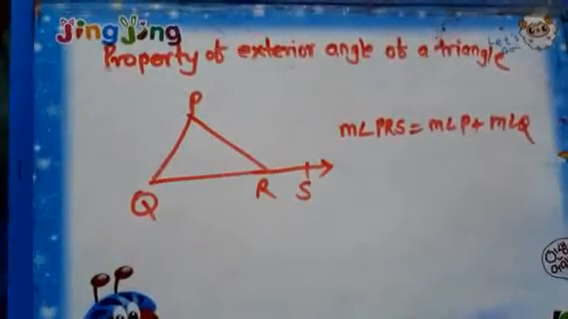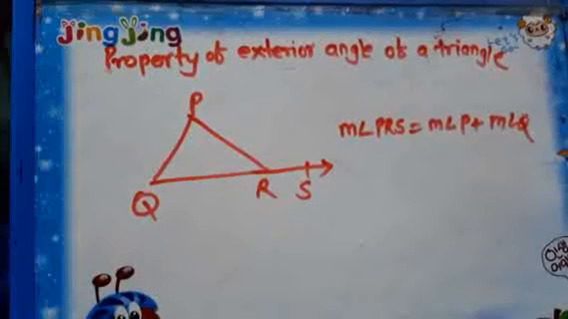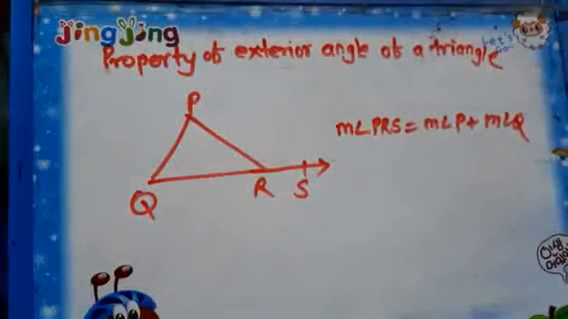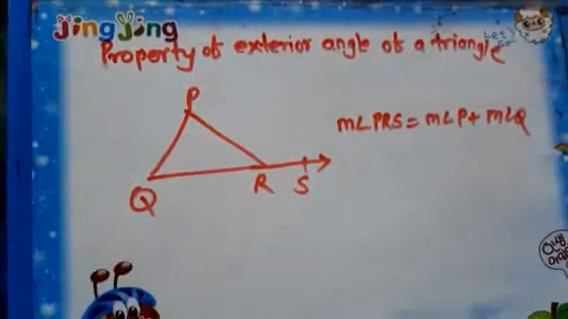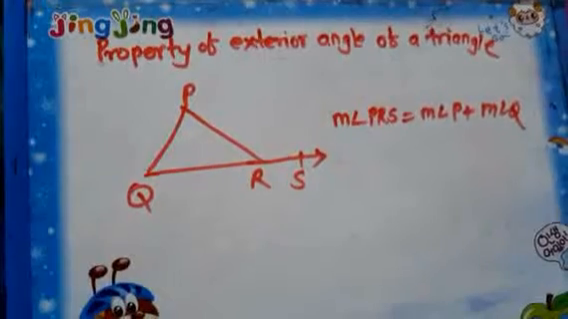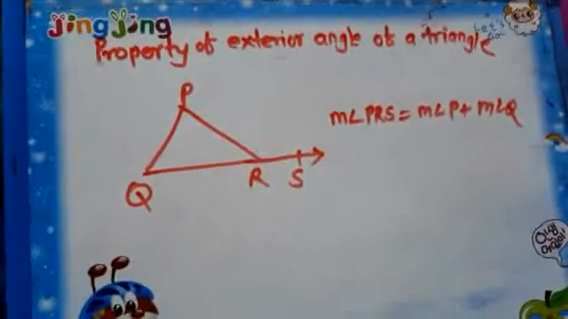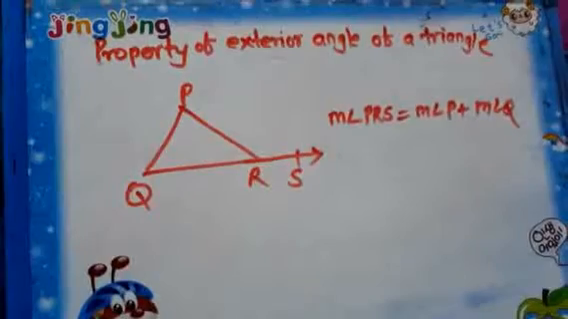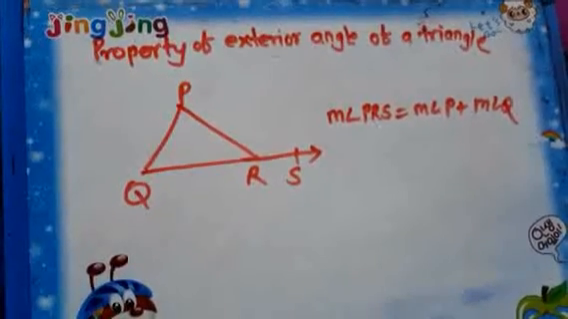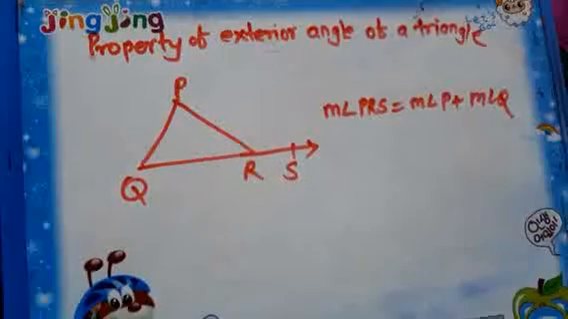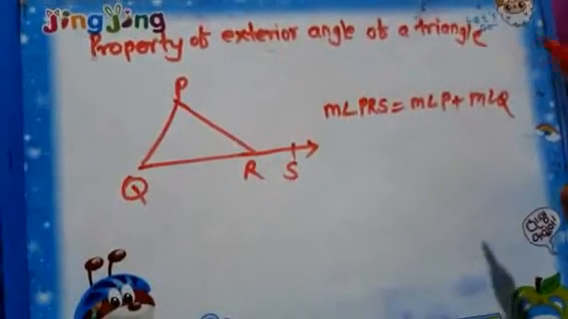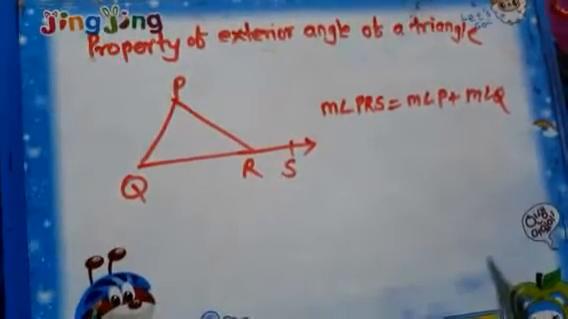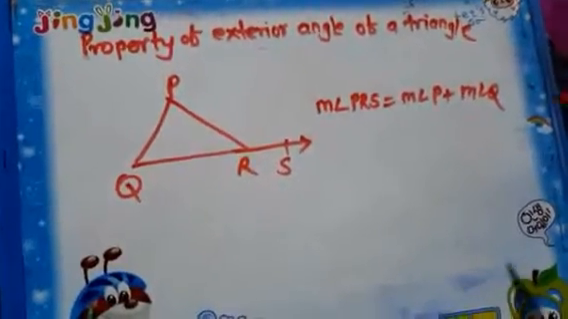Next concept is the property of an exterior angle of a triangle. This property states that the measure of an exterior angle of a triangle is equal to the sum of the measures of its remote interior angles. So we'll break this statement. Measure of exterior angle of triangle is equal to sum of.